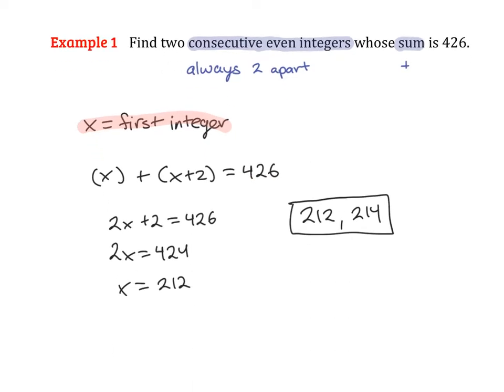So I would also like to see you set up an equation. So again, I need to see your variable defined and I need to see an equation. From there, you're just solving for x. So we get x equals 212. But you need to make sure you answer the question. They want 2 consecutive even integers. So x is the first one, but you need to list the second one as well. So these are my 2 answers, and check that the sum is actually 426.